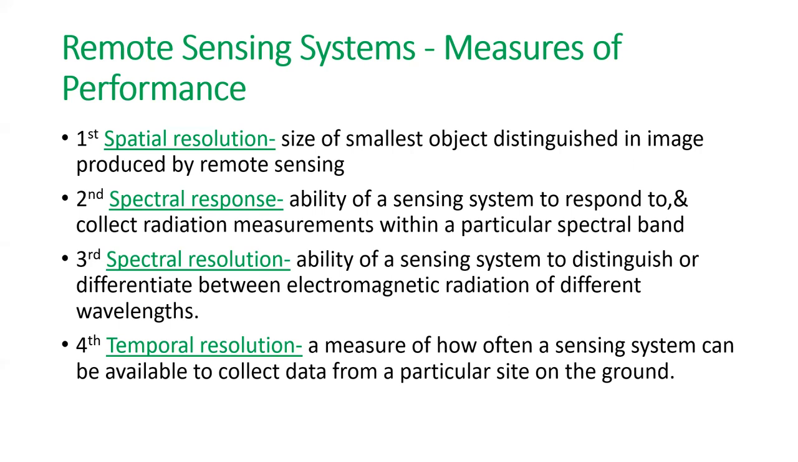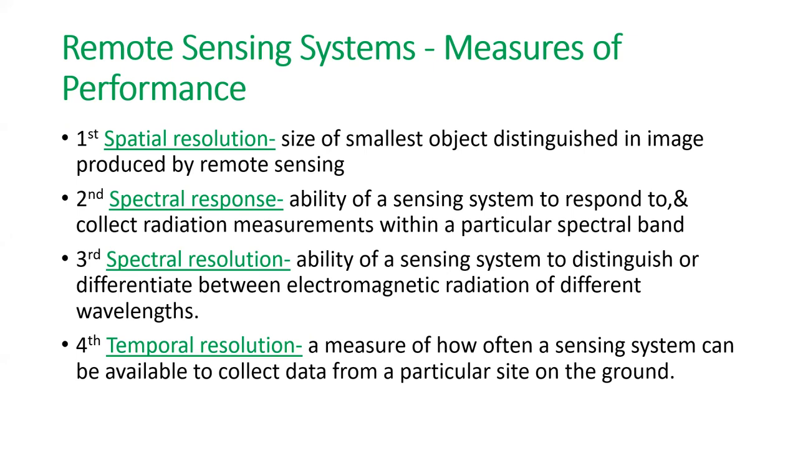Also spectral response is the ability of a sensing system to respond to and collect radiation measurements within a particular spectral band. This is quite important because here we're focusing on detection of these signals. The third one is spectral resolution, the ability of a sensing system to distinguish or differentiate between electromagnetic radiation of different wavelengths. Here we are focusing on how the system can tell us and distinguish. This is quite important because we need it to differentiate the signature. We know this is a signature of a red band, this is a signature of a blue band or green band or near infrared. And this is quite important.